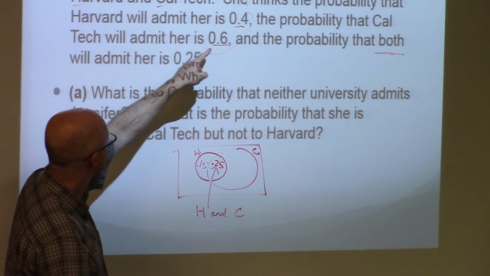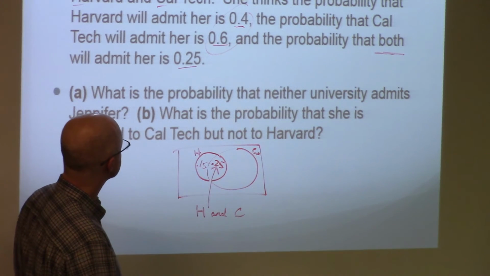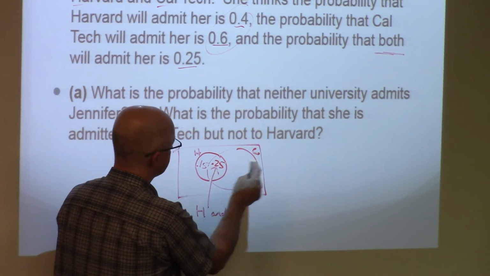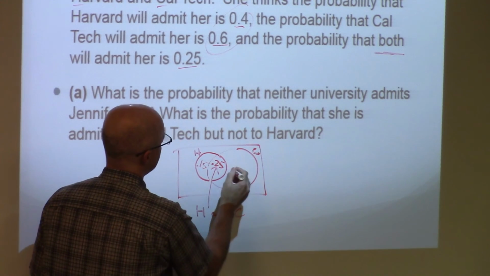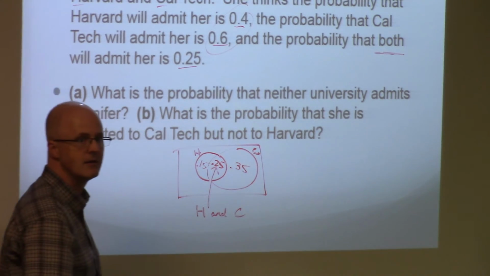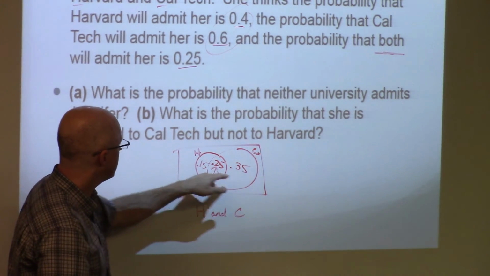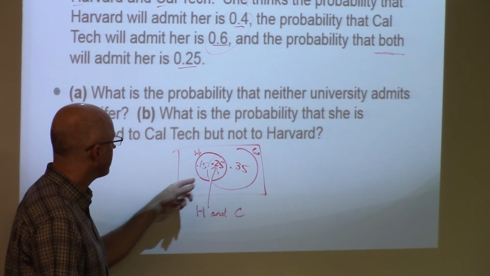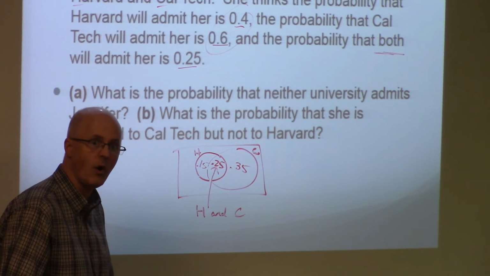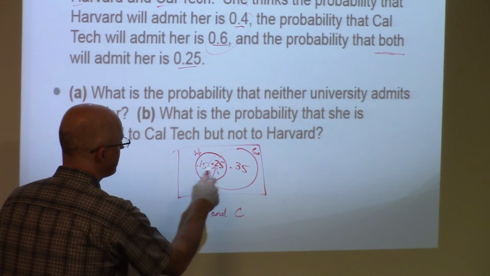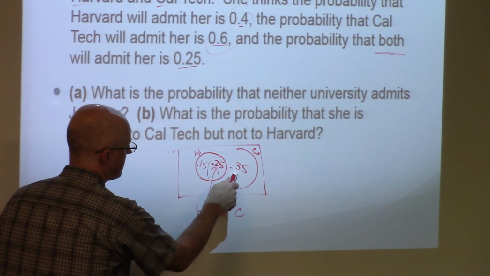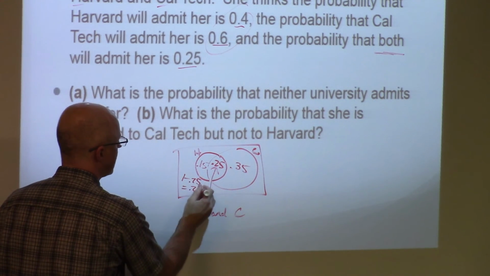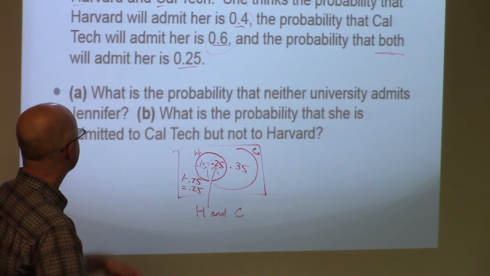Likewise, look at Caltech. Her total probability of being in the C circle is 0.6. I want the numbers that these get labeled with to add to 0.6. So this has got to be 0.6 minus 0.25, which is 0.35. Those are all disjoint events. Being outside of both circles is also disjoint from those events. And all four of these disjoint events have to have probabilities that add to 1. What do these add to? 0.15 plus 0.25 is 0.4, plus 0.35 is 0.75. 1 minus 0.75, or 0.25, is what's got to go outside of both circles. And that's the answer to part A.